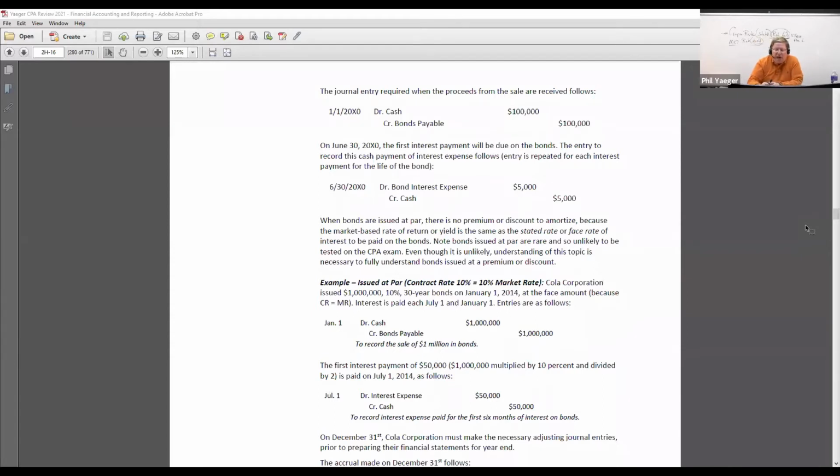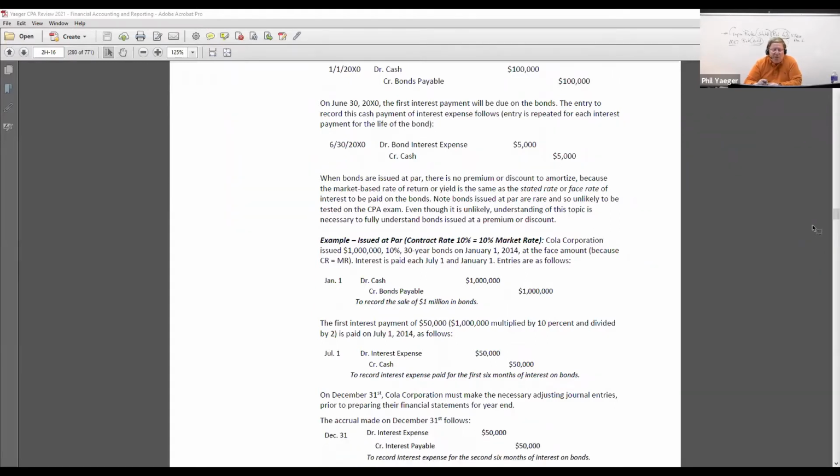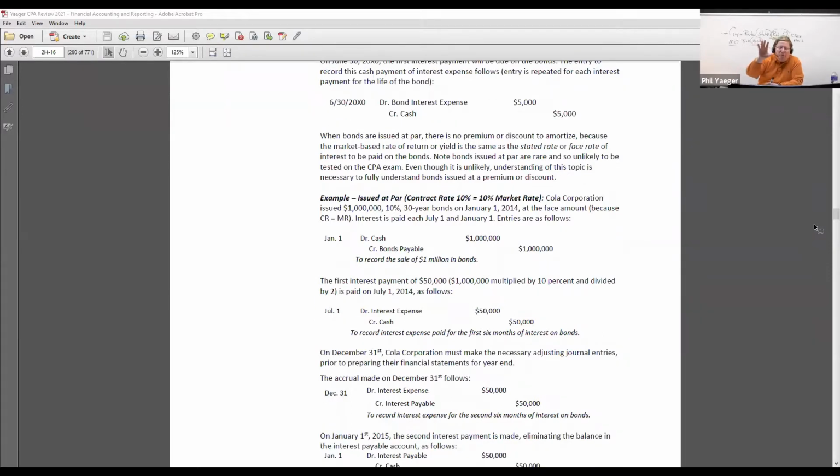The journal entry on January 1st, when we sell it, is debit cash for $1 million, credit bonds payable for $1 million. Everyone see that? Now notice, we make interest payments on July 1st and January 1st, right? When are we making our first interest payment? July 1st. Is that for 6 months? Yes. Now, what's the annual coupon rate? 10%. So the semi-annual coupon rate will be 5%, right?